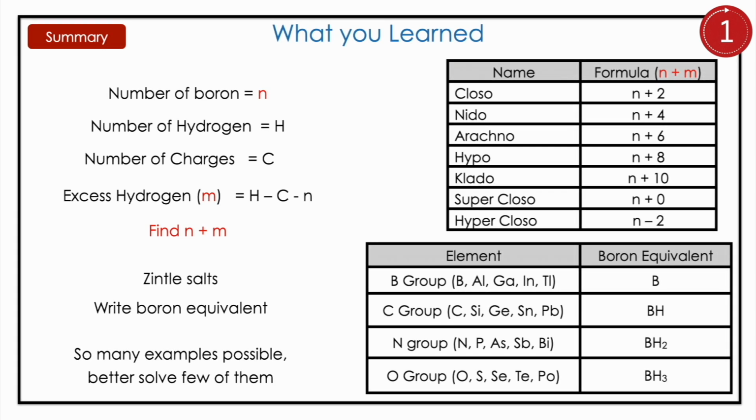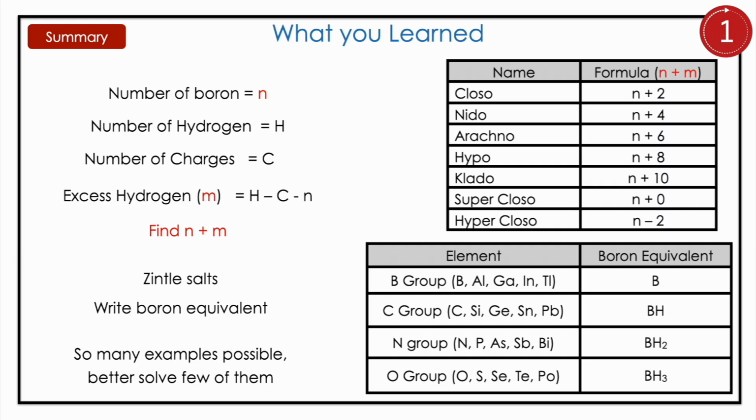We summarize what we learned. First, we should know how to find the structure. To identify the structure, you should find the excess of hydrogen, which gives M. The formula of M is H minus C minus N. Once you find M, you should find N plus M. M will be an even number. N plus 2 means closo. N plus 4 means nido. N plus 6 means arachno. N plus 8 means hypho. N plus 10 means clado. N plus 0 means super closo. N minus 2 means hyper closo.